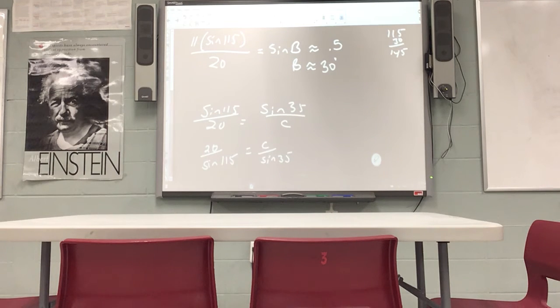Now we're the same place we've been every time. My variable's being divided by the sine of 35, so I'm going to multiply by the sine of 35. So I'm going to have 20 times the sine of 35 over the sine of 115. Whatever that gets me will be my side C. Alright. 12.6. Yep, so almost to 13. Very good, very good.